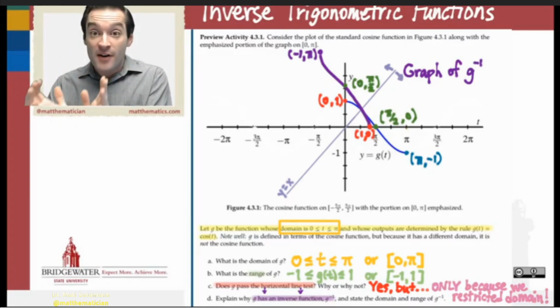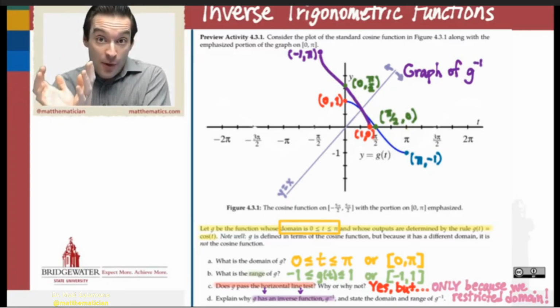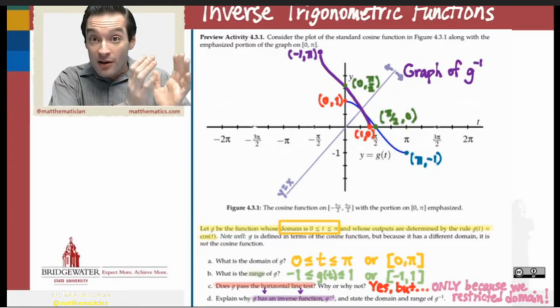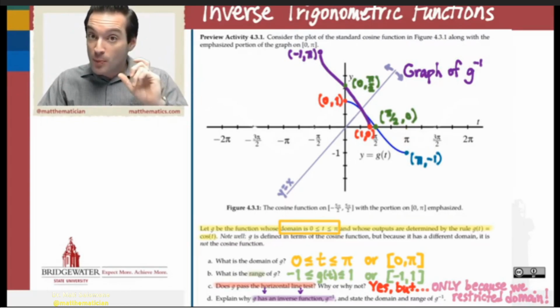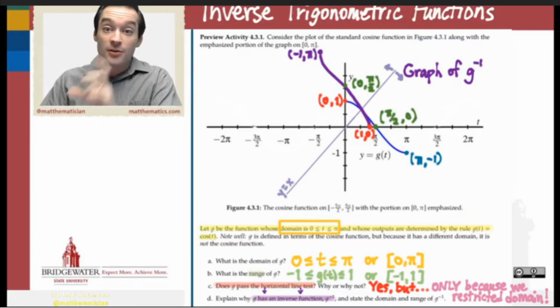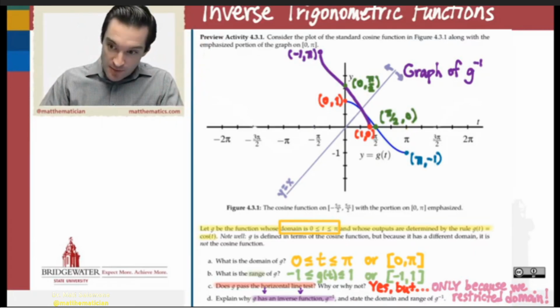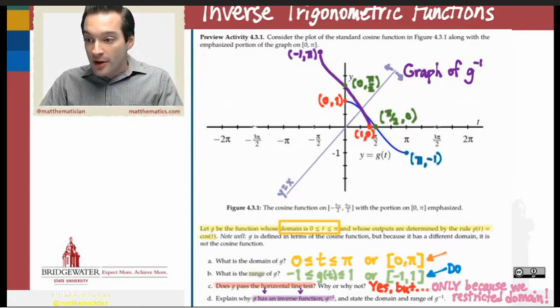The range specifies all the output values of a function, and those outputs are going to be inputs of the inverse. Therefore, the domain of the inverse is the same as the range of the original function, and the range of the inverse is the same as the domain of the original function. So the domain of the inverse cosine is the range of the original cosine. So the domain is going to be -1 to 1.